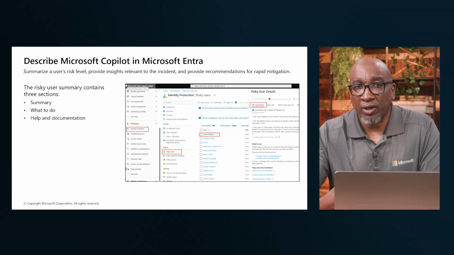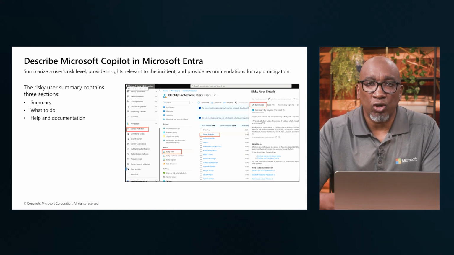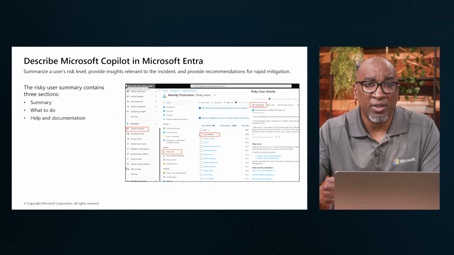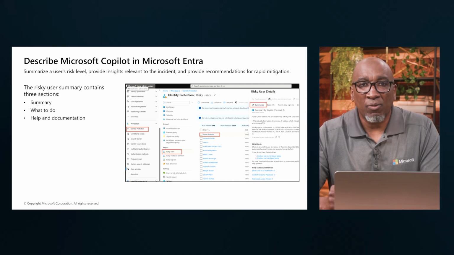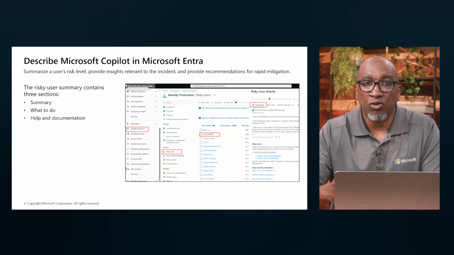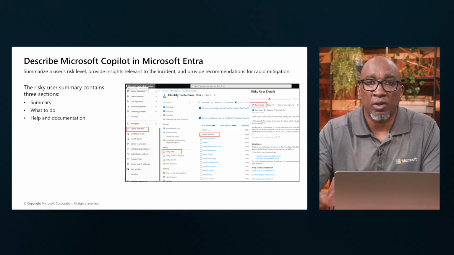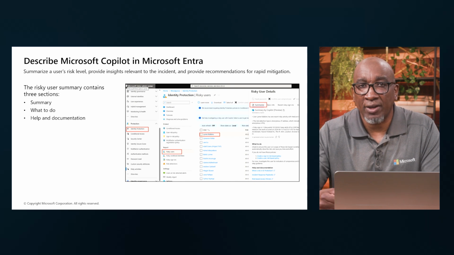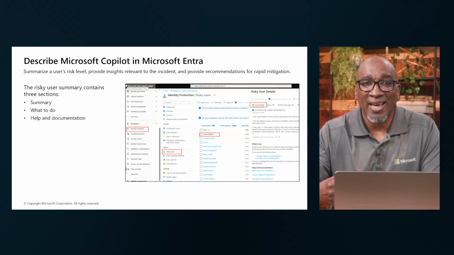Microsoft Entra ID protection applies the capabilities of Microsoft Copilot for Security to summarize a user's risk level, provide insights relevant to the incident at hand, and provide recommendations for rapid mitigation. Before you get started with Copilot in Microsoft Entra, your organization must be onboarded to Microsoft Copilot for Security. The Entra plugin must be enabled in Copilot, and the user must have the appropriate role permissions. Copilot assumes the permissions of the user when it tries to access the data to answer the queries. So you need to have the required permissions to access the Entra data.